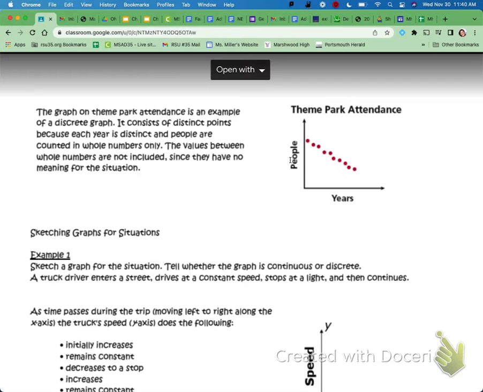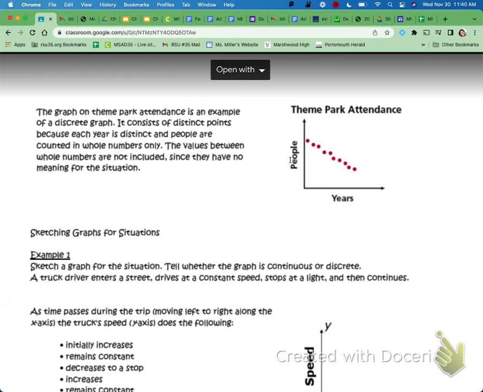All right, so now here we have the graph on a theme park attendance is an example of a discrete graph. It consists of distinct points because each year is distinct, and people are counted in whole numbers only. The values between whole numbers are not included since they have no meaning for the situation. So here we have attendance, our years, and how many people.